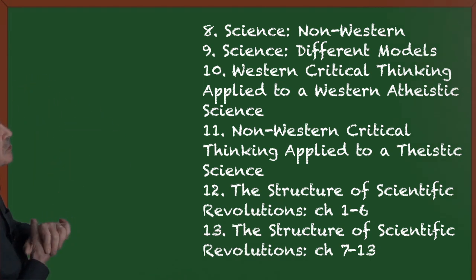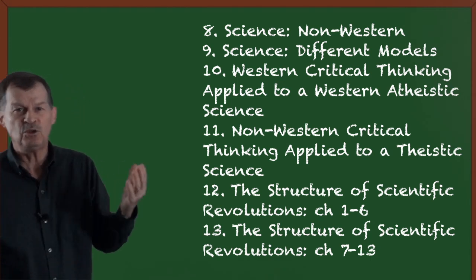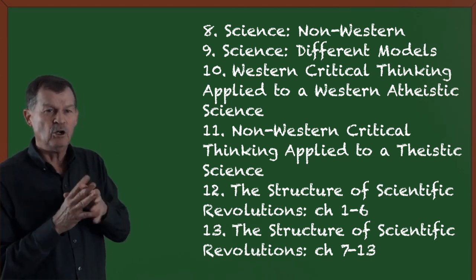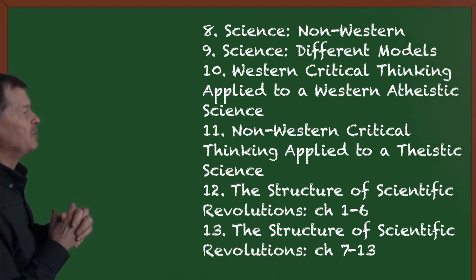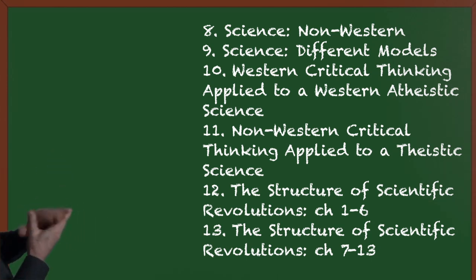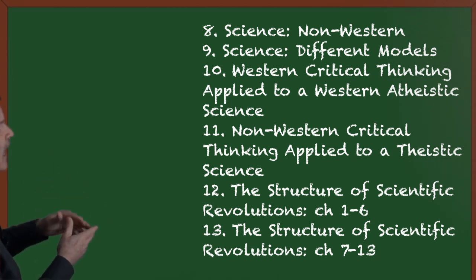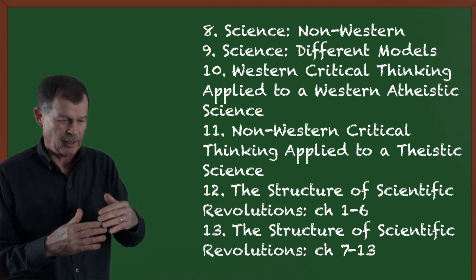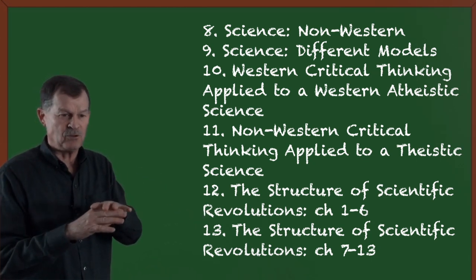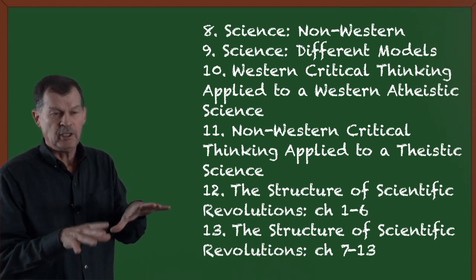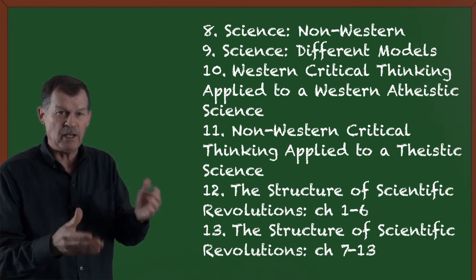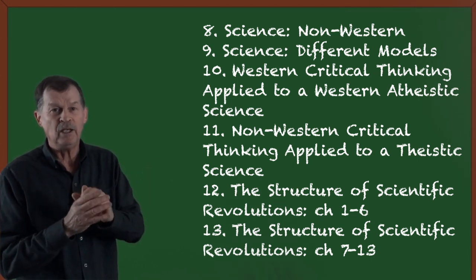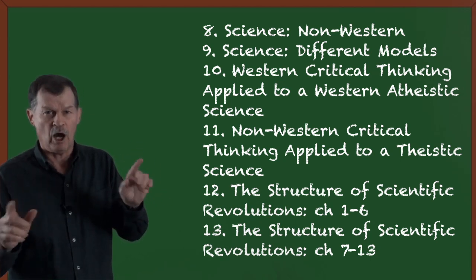Number 9 is science and the different models that are proposed to view science or to practice science by, all done by a different worldview, all done by a little different belief system. So we're going to look at various models of that. Number 10 then is Western critical thinking applied to Western atheistic science. Western science, evolutionary science, has basically the ground rule of no supernatural. If you have the ground rule of no supernatural, you have the ground rule of no God. So that's a science that operates under atheistic presuppositions or beliefs, meaning we're going to try to explain everything without God and without miracles.